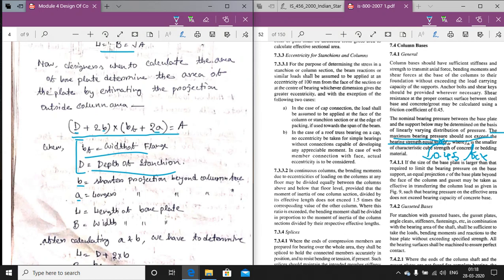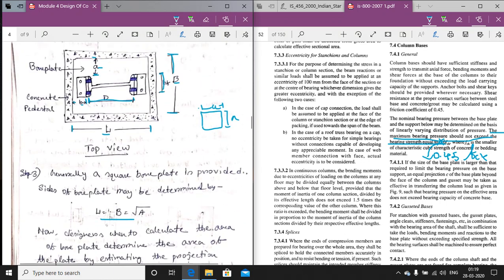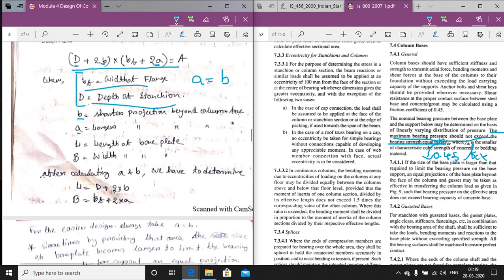B and A will be the projection beyond the column face. Here also, this B term and this A term are two unknowns. Now for that, what do we have to do? We have to make A equal to B. If we can make these two projections equal, then we can calculate the value of both A and B.